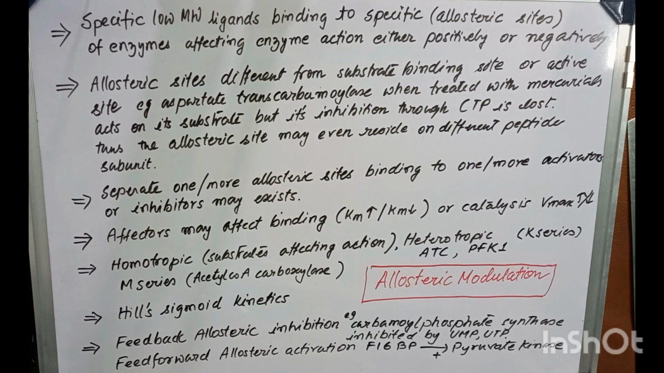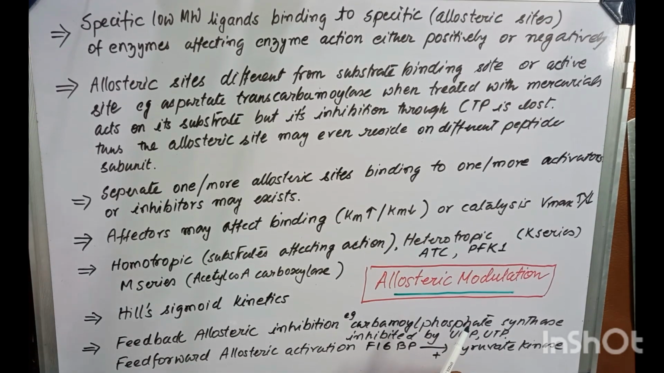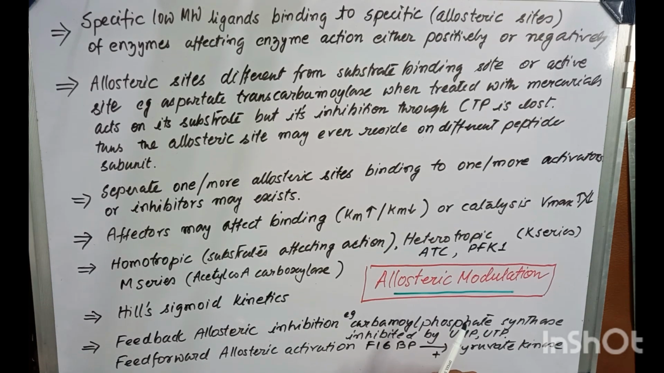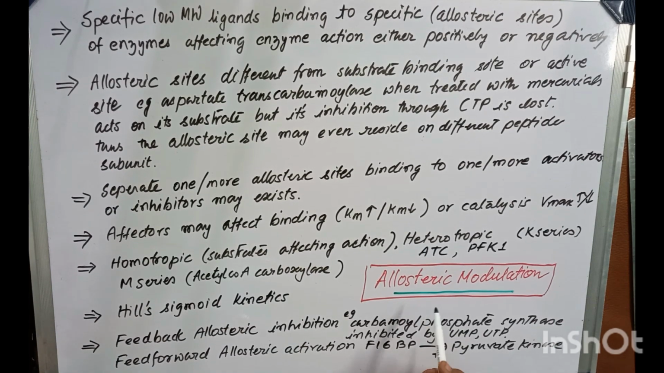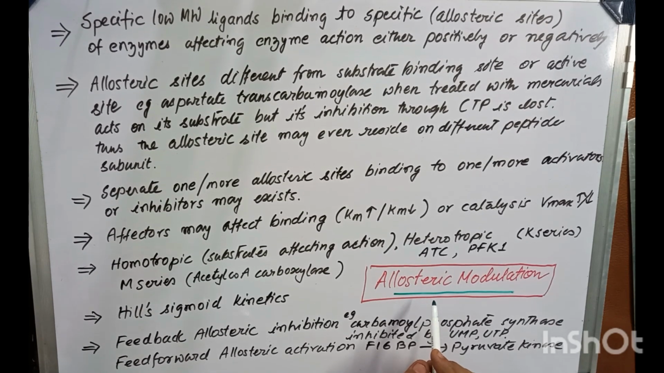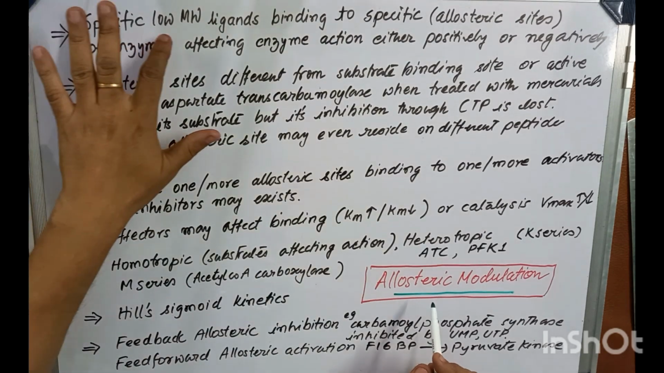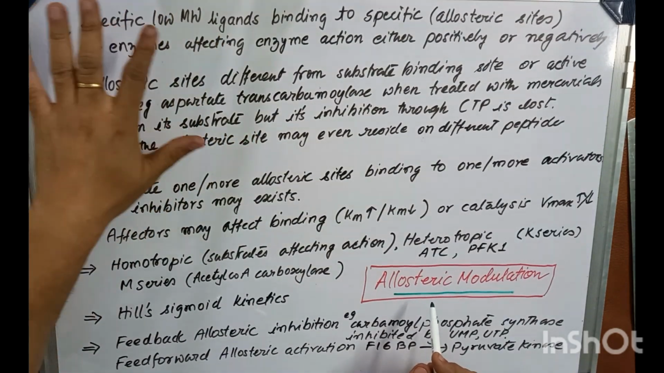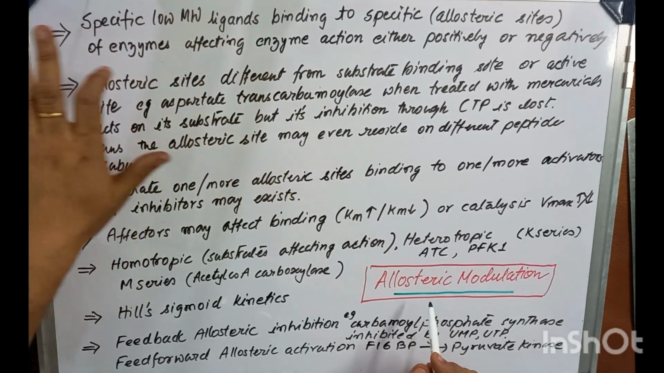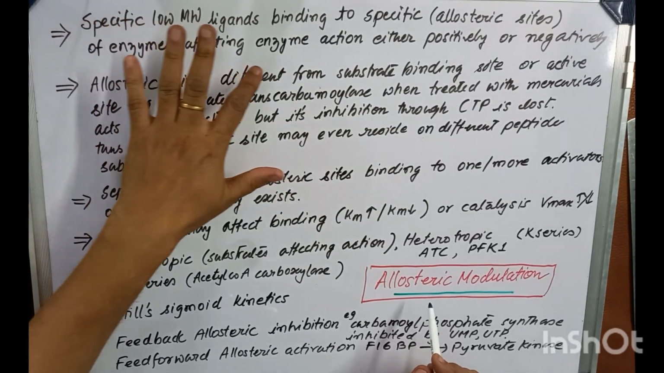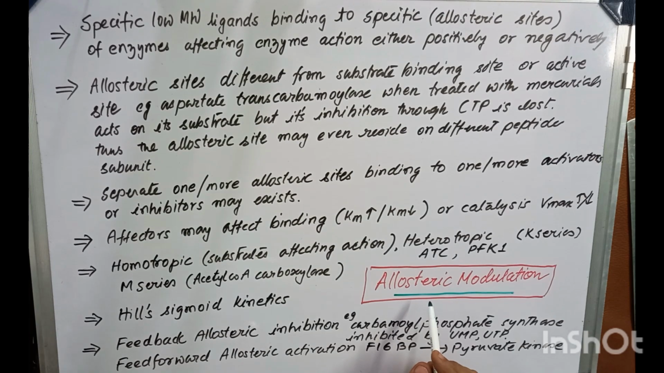So I'll quickly revise what is allosteric modulation, whatever we have read. So what is allosteric modulation? I'll revise the properties. In allosteric modulation, specific low molecular weight ligands, substrates, inhibitors or regulators bind to specific sites of enzymes, affecting the enzyme action either positively or negatively.